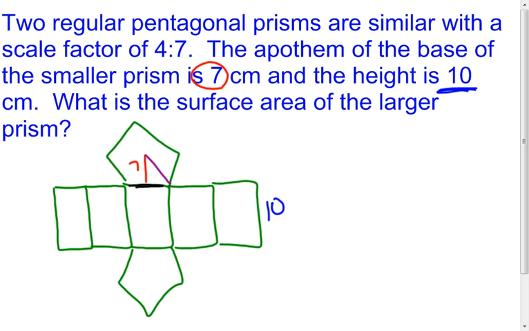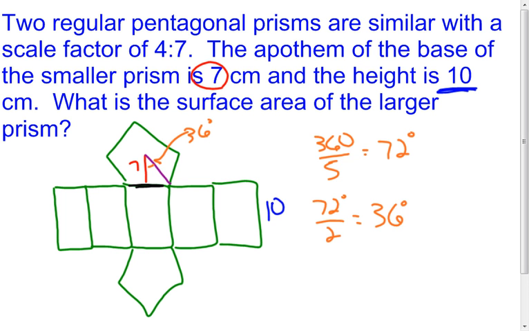And now remember, I'm going to have to find the measure of this angle. So if I take 360 and divide it by 5, I end up with 72 degrees. But then remember, the apothem cuts the angle in half. So I need to take that 72 degrees, cut it in half, and I end up with 36 degrees. So that angle in there is 36 degrees.